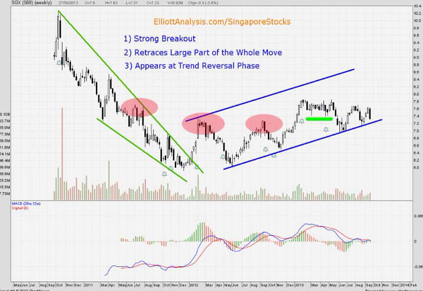Now this whole move has resulted in a sideways move. Here we have a contracting triangle which has formed, and the contracting triangle normally has 5 legs, and here we have 1, 2, 3, 4, 5 already. And once the price hit this level, you can see here there was another strong reversal to the downside.